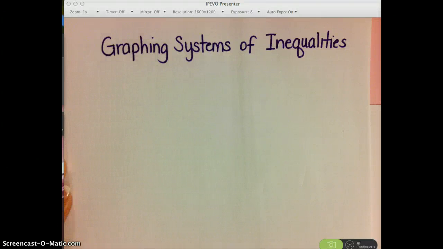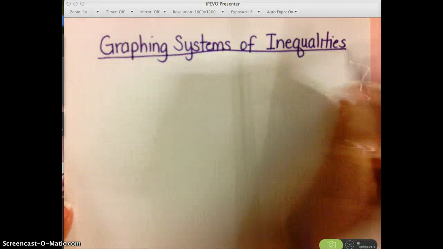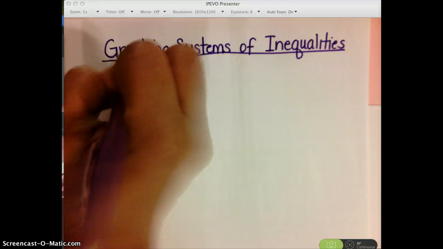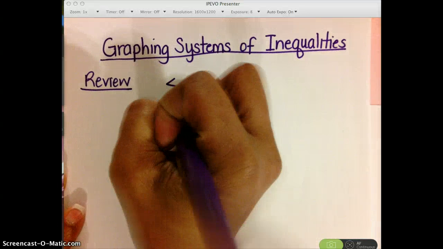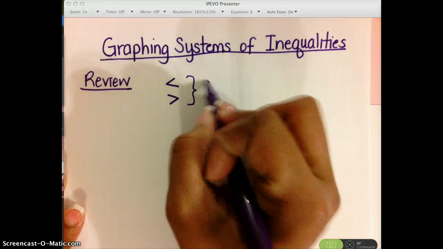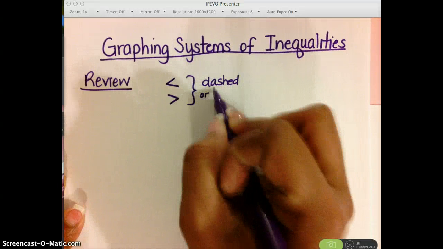Okay, today we're going to review graphing inequalities in preparation for our new standard, which is graphing systems of inequalities. So we're going to review first. We have less than or greater than. Then we must remember that this is a dashed or a broken line.